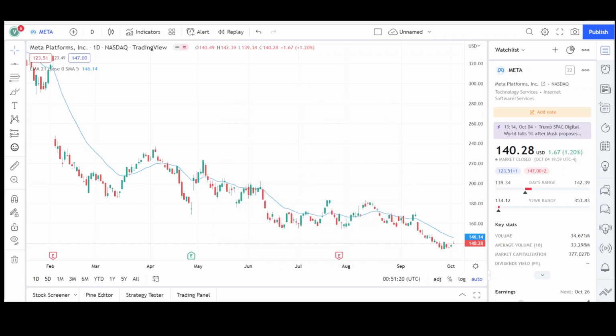I will first go over what I see in the daily chart and finish the video off with the weekly chart. And here we have the daily chart for Meta platforms.